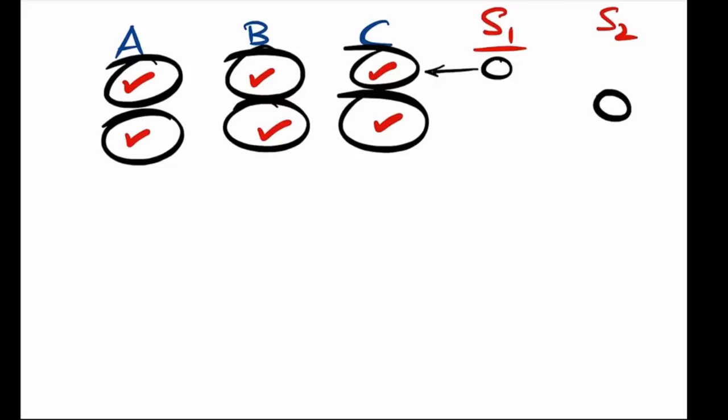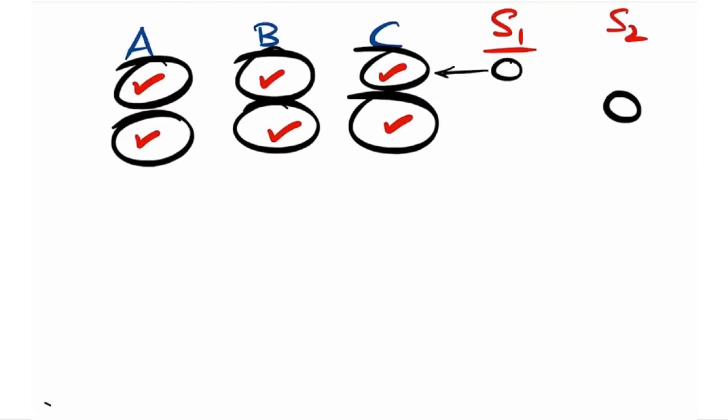Now this division of the cost between A, B and C, we do it. This is known as reapportionment. Now let's look into it.